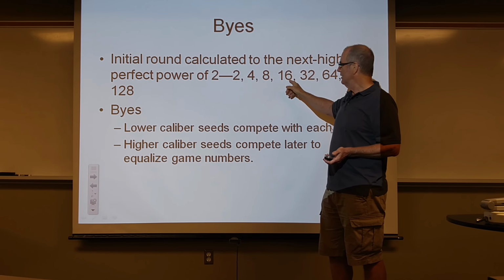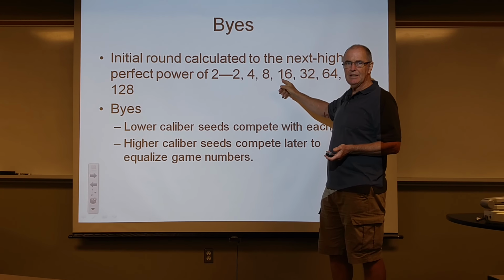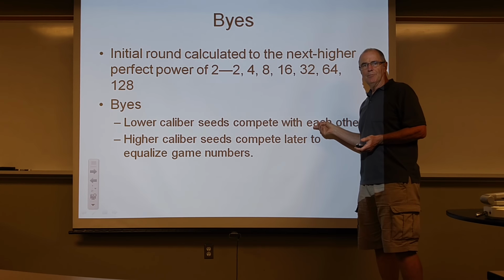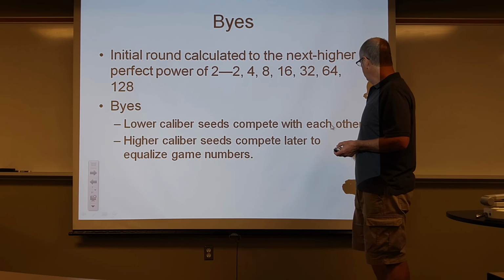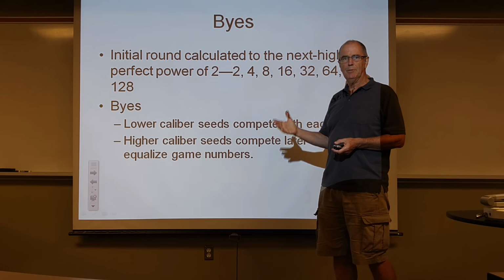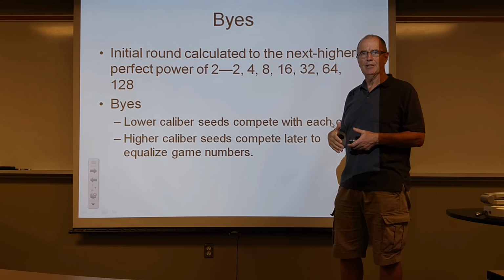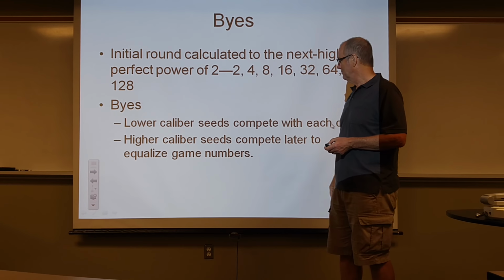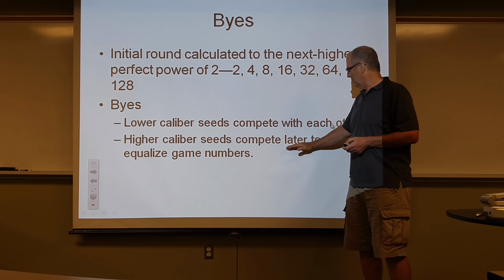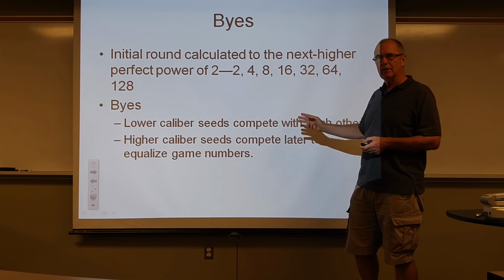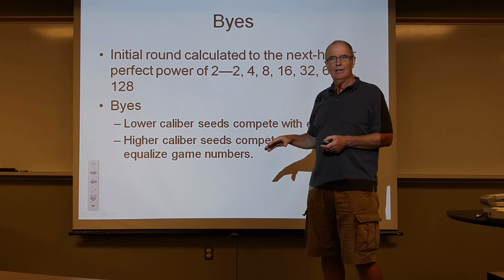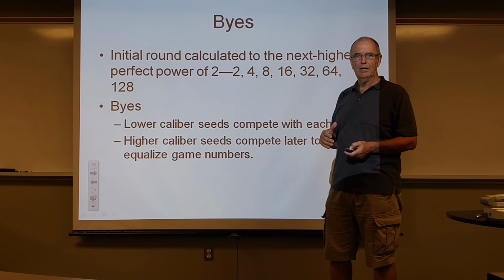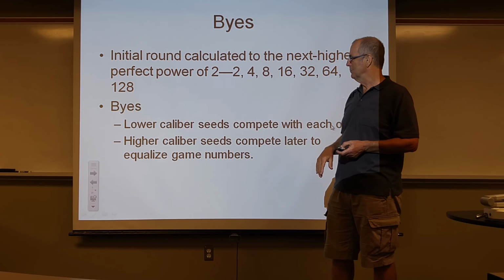If there was 13 entries, 16 minus 13 is 3. 3 teams would get a bye. Who gets the bye? Well, the lower caliber seeds compete with each other first. So we want to make sure that they compete and they're not eliminated by an unbalanced game playing a very strong team. The higher caliber seeds compete later on, they would get a bye earlier. This also means that all the teams, lower seeds, higher seeds, will play roughly the same amount of games.